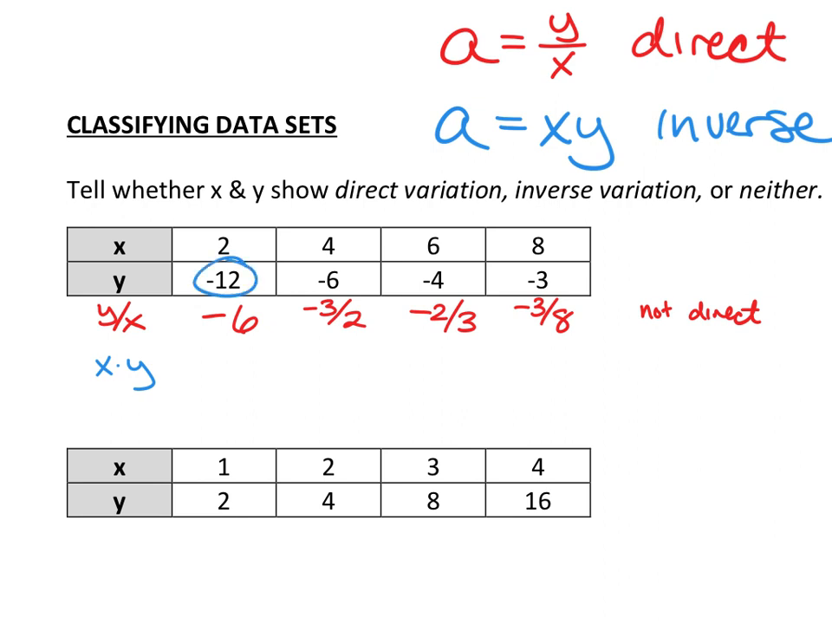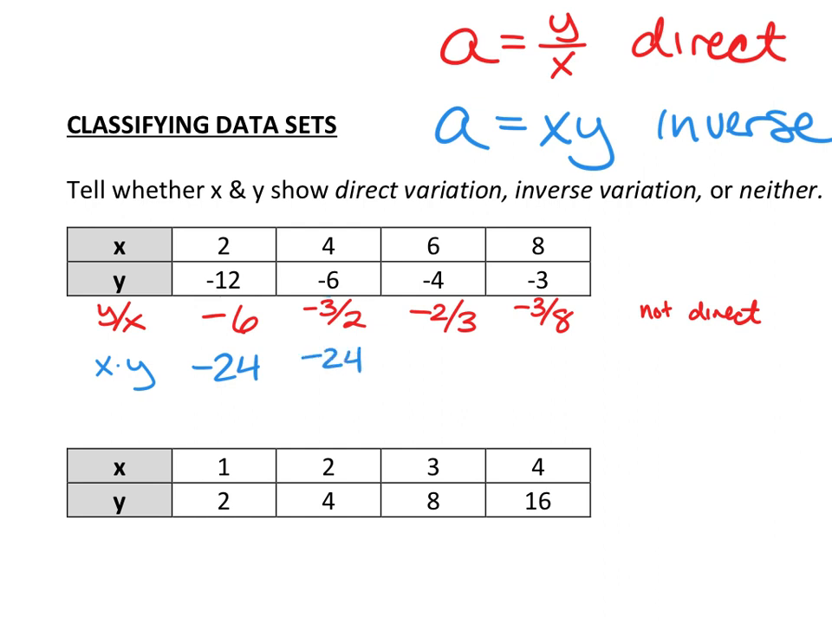We're going to do negative 12 times 2. What is negative 12 times 2? Negative 24. Okay, great. So that's what I get for the first one, negative 24. Then I do the second one. What is negative 6 times 4? Negative 24 again. Oh, that seems promising.